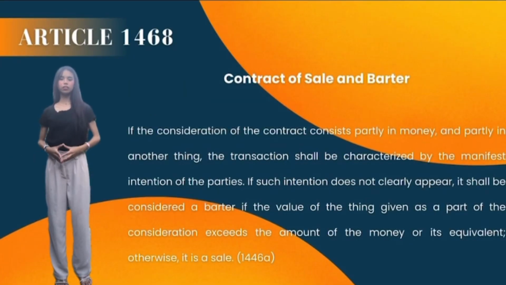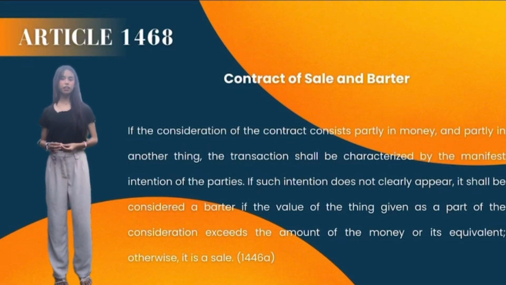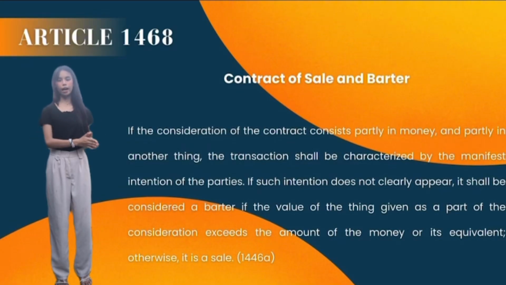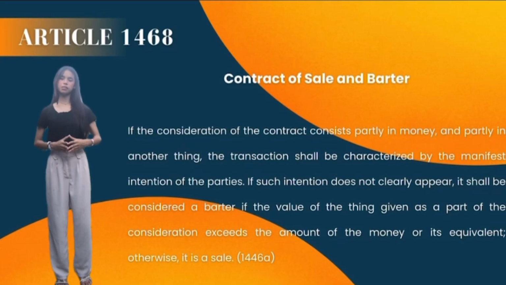Now, let's talk about Article 1468 on the distinction between a contract of sale and a contract of barter in a concise way. Imagine you're making a deal. Sometimes you're paying purely with money, and that's clear cut a sale. Other times you're swapping one item for another item, and that's what we call barter. But what happens when it gets mixed? What if you offer both cash and an item in exchange for something else? That's where Article 1468 steps in.